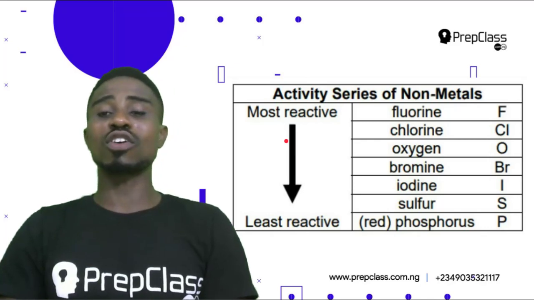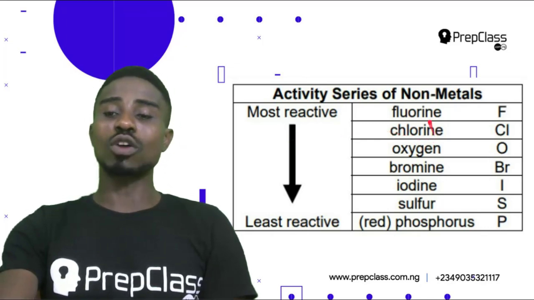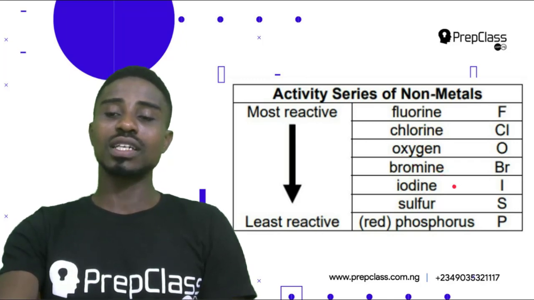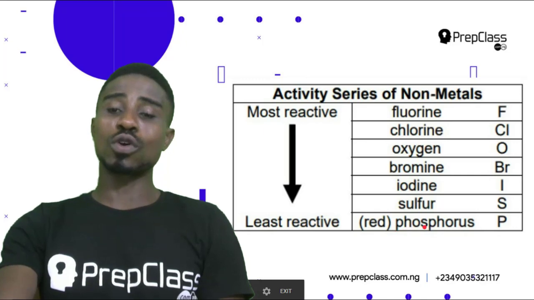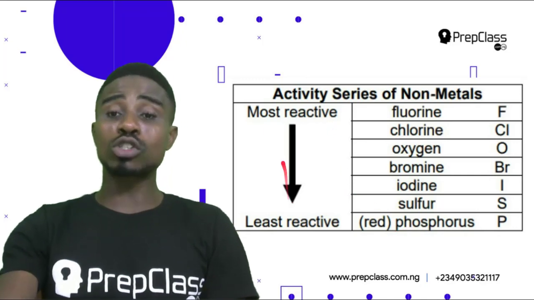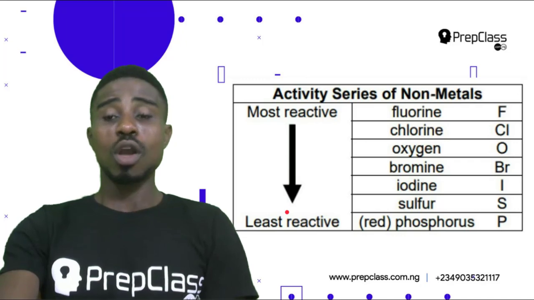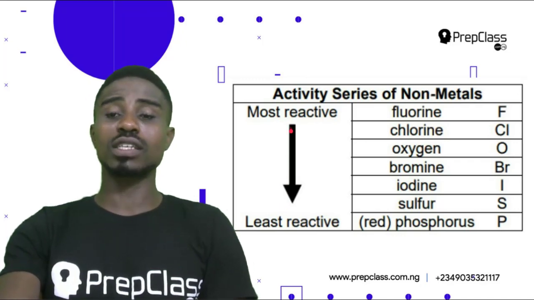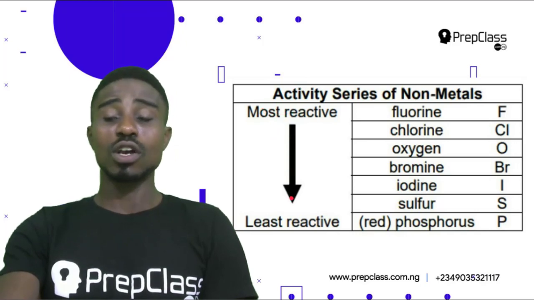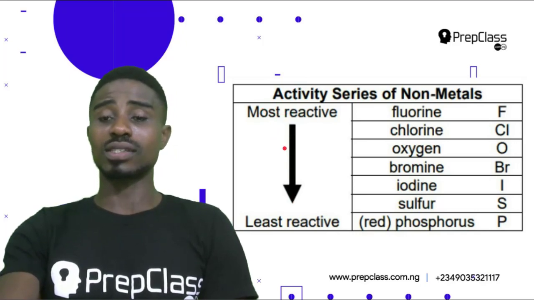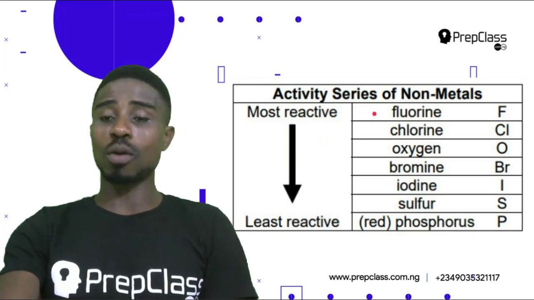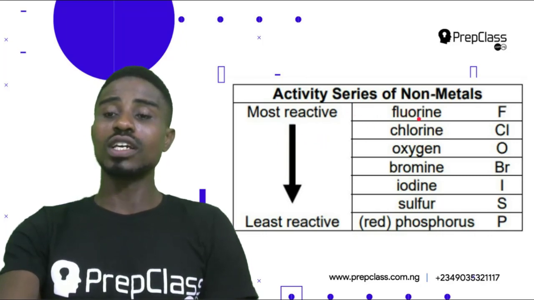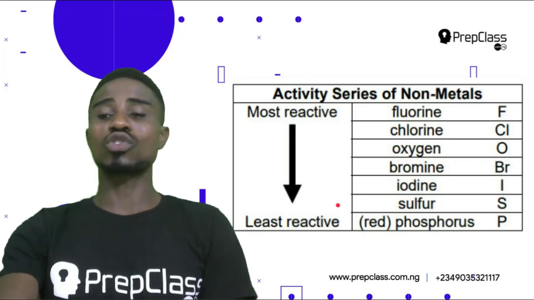So this is the activity series of non-metals. All of these are non-metals: fluorine, chlorine, oxygen, bromine, iodine, sulfur, and red phosphorus. So you can see it is from most reactive to least reactive. But in our options, there was nothing like most reactive to least reactive. It was most reactive to moderately reactive. So definitely, that's going to be our answer, because it is arranged from most reactive, which is fluorine, down to the least reactive.